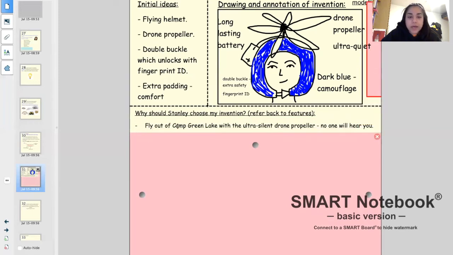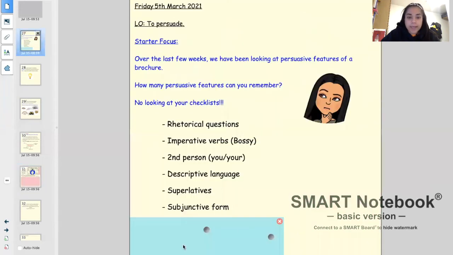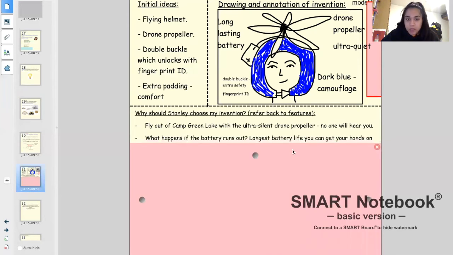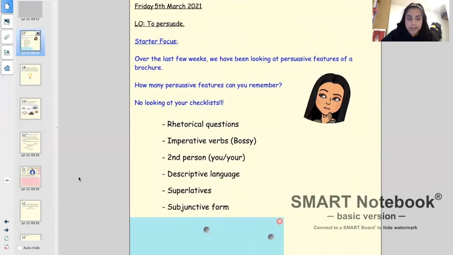So it says, fly out of Camp Green Lake with the ultra silent drone propeller. Looking back at our features for a persuasive piece of writing, you can see I've used my descriptive language: ultra silent, drone propeller, no one will hear you. What happens if the battery runs out? There, I've used my rhetorical question, okay?